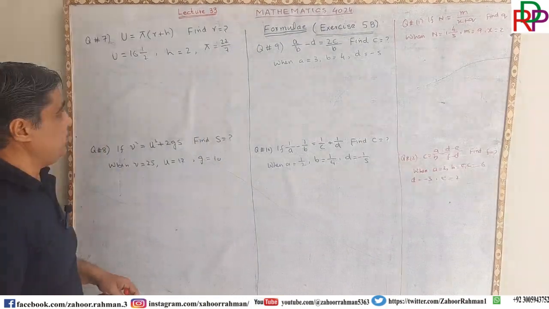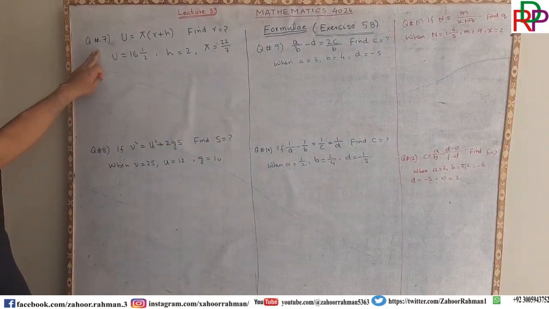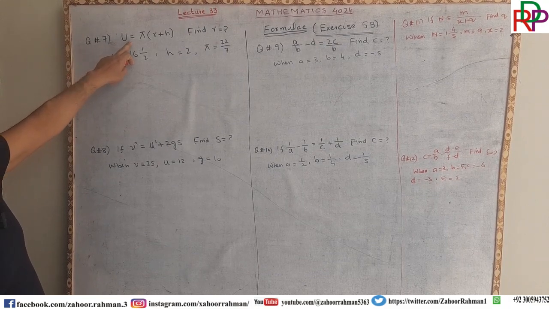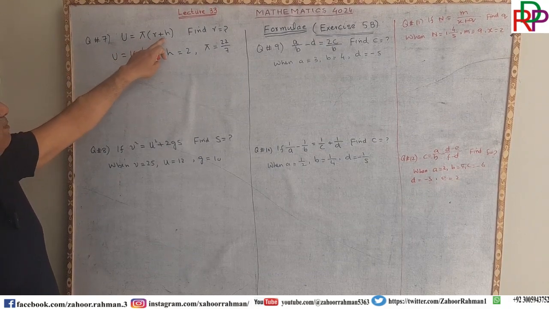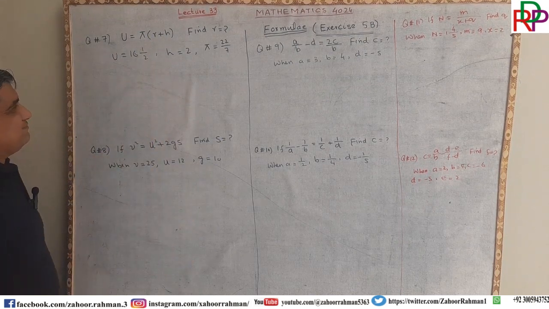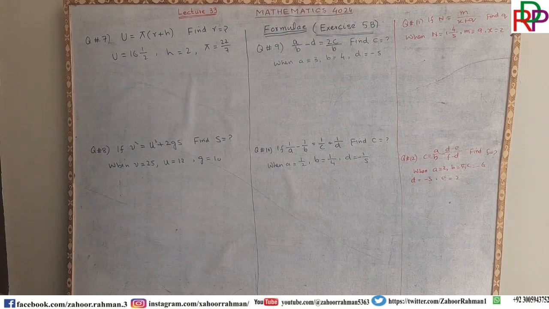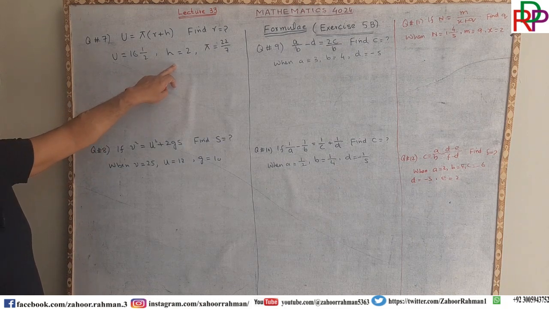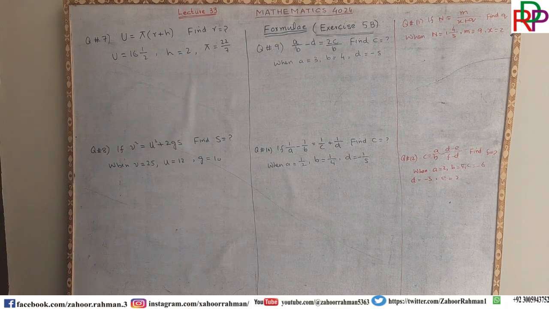Okay, let us do question number 7, and question number 7 is saying u is equal to pi into r plus h. Find the value of r. So u is given, h is given, and pi is given here as 22 over 7, but by any means if pi is not given, this is a universal constant, so you have to take the value 22 over 7.